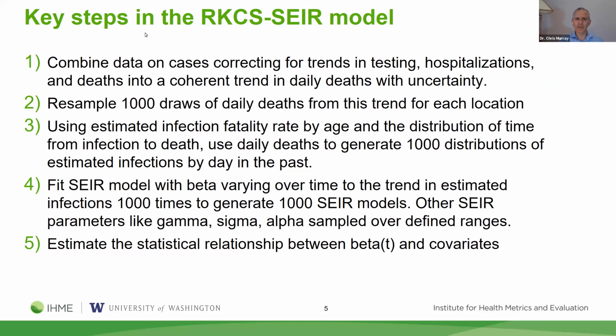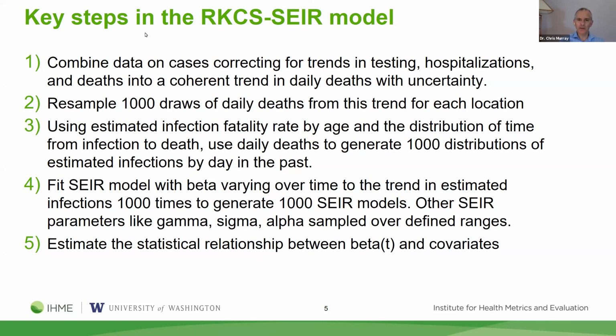For each of 1,000 resamples, we then translate deaths from that process into infections back in time. On average, there's a 17 to 21 day lag between infection and death, and so we take that into account. Once we have infections in the past, we fit an SEIR model to each of those 1,000 samples. We vary various parameters that are in SEIR models, and we generate 1,000 different models for each location.